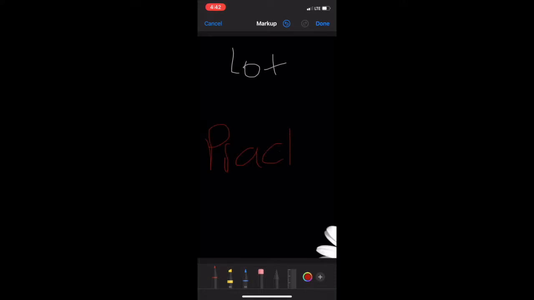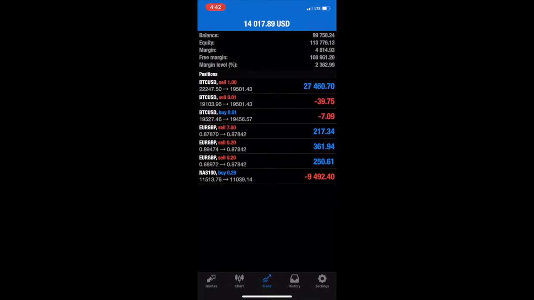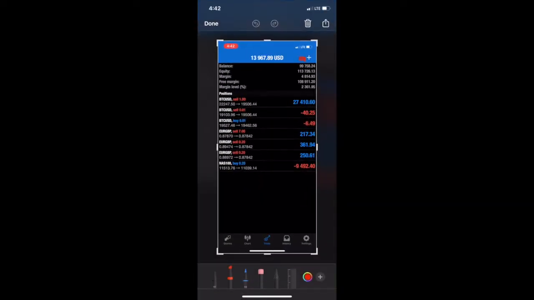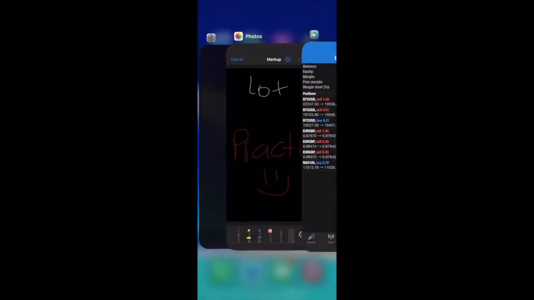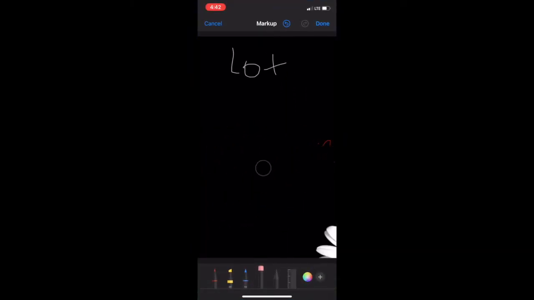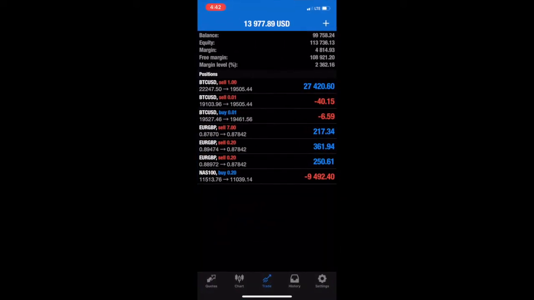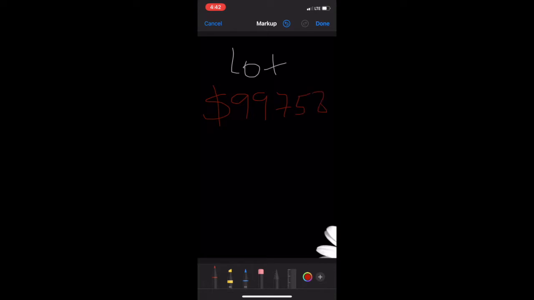So I hope that we understand what a lot size is and how we are able to find it depending on our capital. So now you may practice with however much money you have in your account. So let's look at my account. I have $99,758. And so for that amount, it's the same concept no matter how much you have.